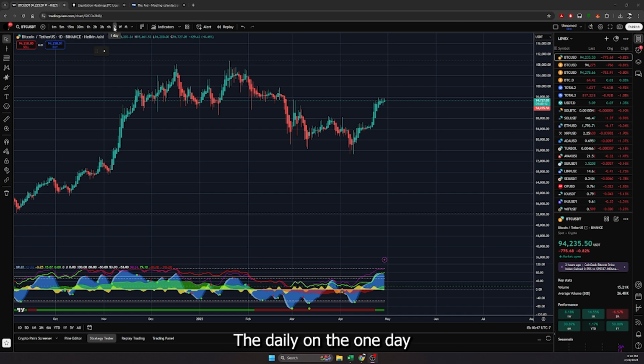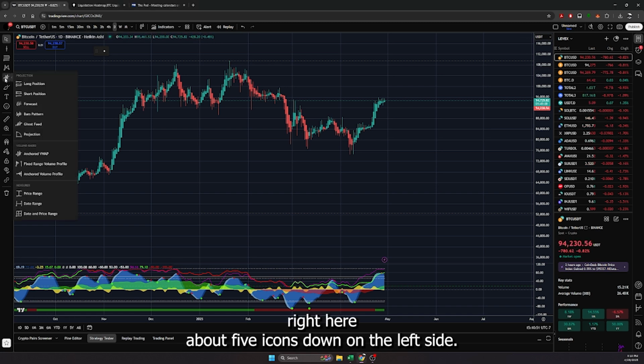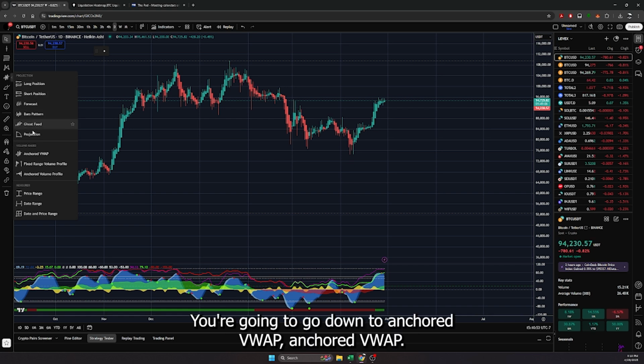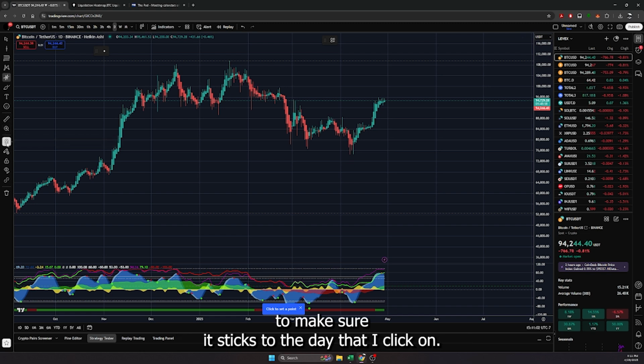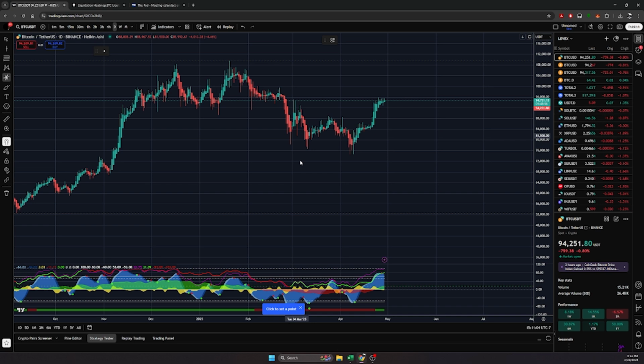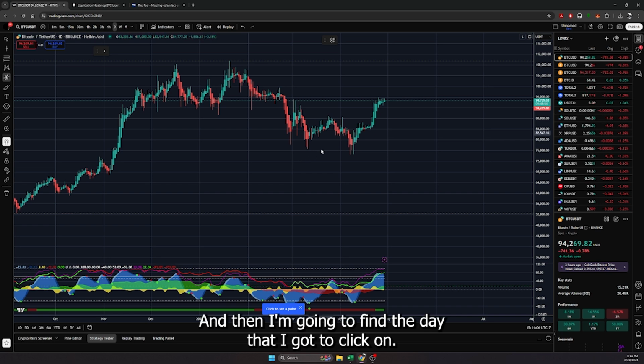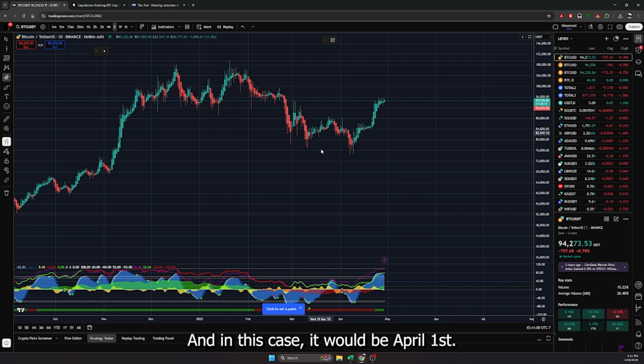The daily. On the 1 day, right here, about 5 icons down on the left side, you're going to go down to anchored VWAP. Anchored VWAP. You hit that, and then you hit the magnet to make sure it sticks to the day that I click on. And then I'm going to find the day that I got to click on. And in this case, it would be April 1st. Now, we're about to start May 1st.